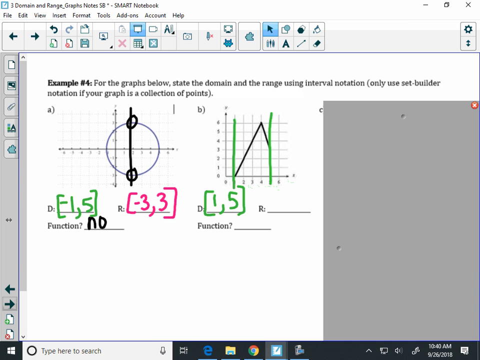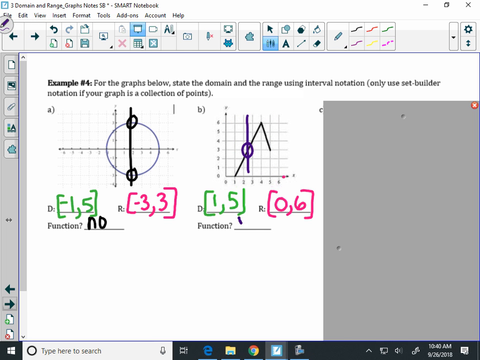Now my range starts at the bottom. My lowest y value here is at 0, where there's a closed dot. The highest y value is at 6, which also has a closed dot. Now to decide if this is a function, we're going to use the vertical line test. Anywhere I go, I only cross one time. So yes, that second graph is a function.